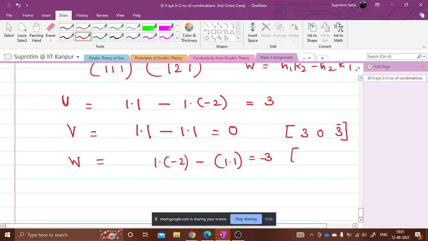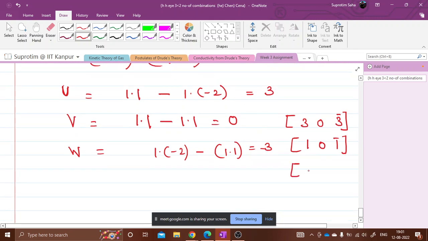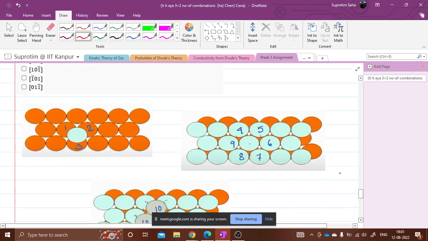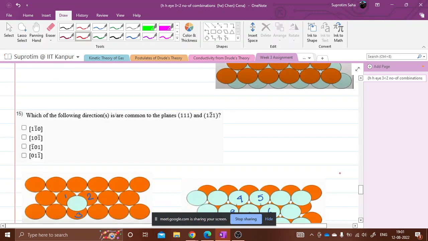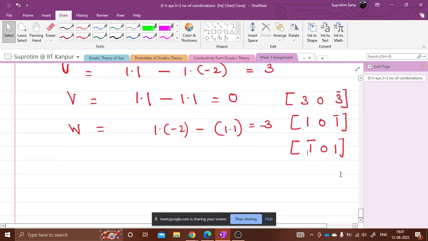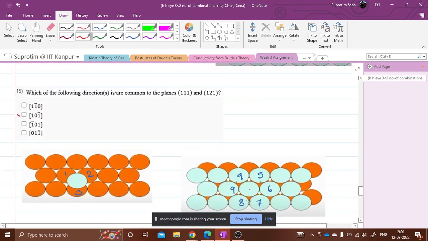But you can also write it as 1, 0, 1 bar. And you can also write it as 1 bar, 0, 1, just the opposite direction. So from the plane you can have directions along two ways only, right? So 1 0 1 bar is one and 1 bar 0 1 is another. So B and C are the correct answers, right?